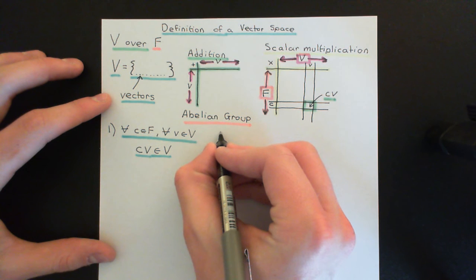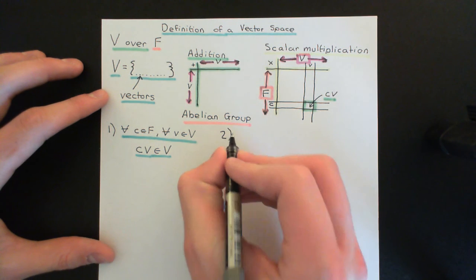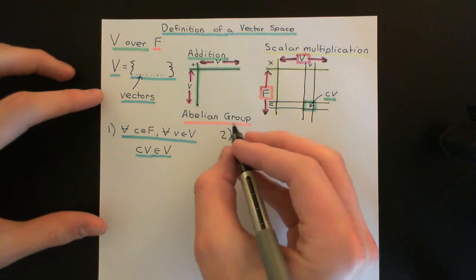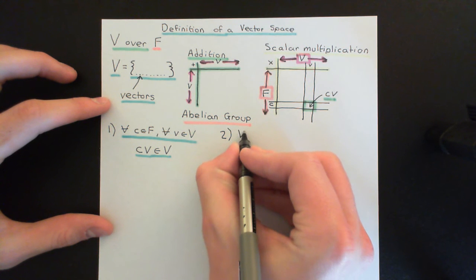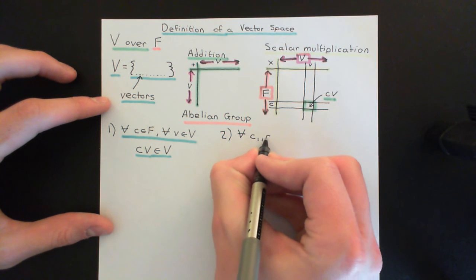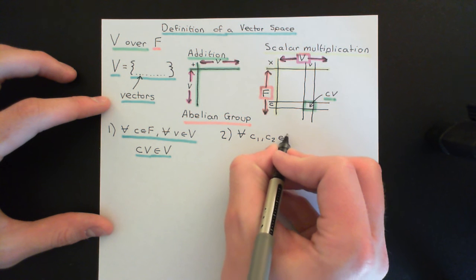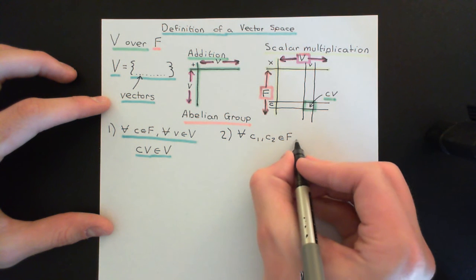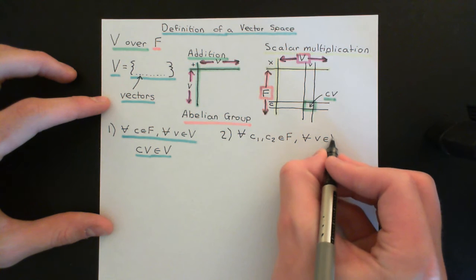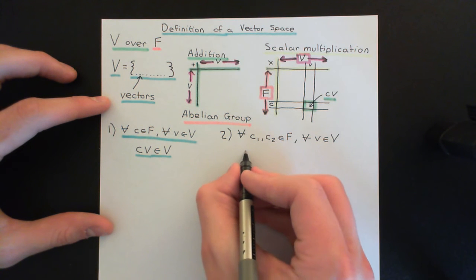Now let's go over axiom number 2. Let's see the second axiom, which is a little less easy to understand. Okay, so axiom number 2 is associativity. It concerns taking two elements of the field this time. So we'll say we have c1 and c2, which are both elements of the field, and then we'll have one element of the vector space, for all little v an element of the vector space.